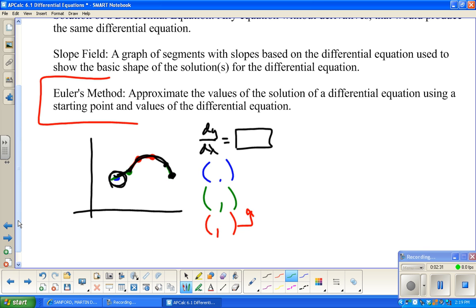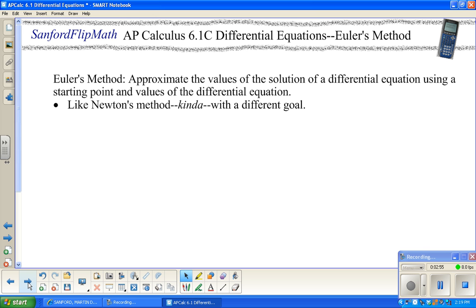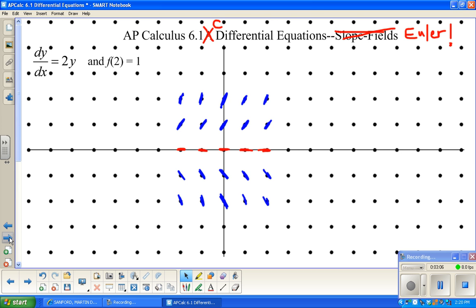Now, obviously, you want to do that in little steps so that your approximations are more precise, and more importantly, more accurate. The idea is, maybe the shape of the graph follows that same shape. What we're doing is looking at it in little chunks, little steps, so it looks boxy instead of nice and smooth. So Euler's method is again a way to approximate values. It's kind of like Newton's method. The goal here is to find y values, not just the x value where y is 0.